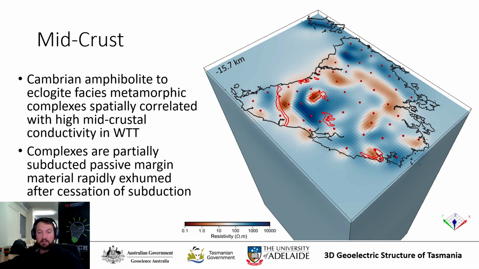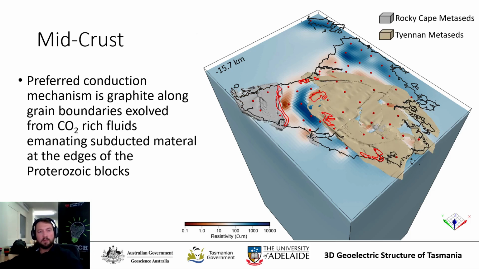These complexes are believed to be the remnants of partially subducted passive margin material that was rapidly exhumed following the cessation of collision in the Cambrian in the Tyennan orogeny. The preferred conduction mechanism for these mid-crustal conductors is graphite, basically along grain boundaries, potentially exsolved from CO2-rich fluids emanating from partially subducted material at the edges of these Proterozoic blocks.